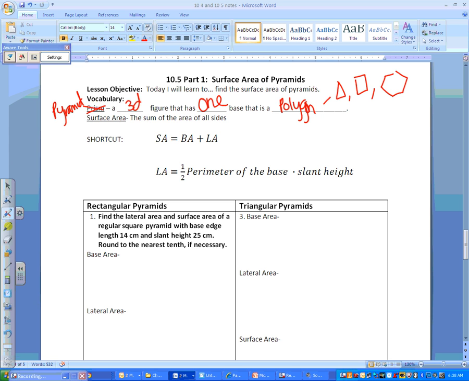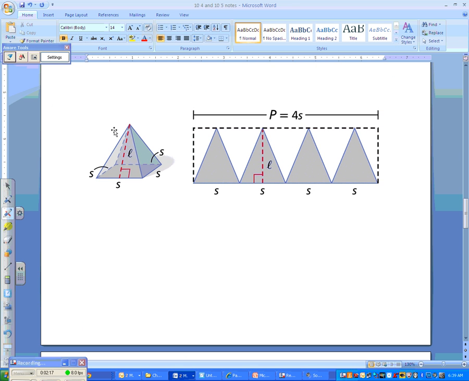If we look at what surface area, like we talked about yesterday, is, we're going to split it up into the base area and the lateral area. Remember, the base area is that polygon, either the triangle, the square, the hexagon, nonagon, whatever. The lateral area is the area of the sides, the shapes that are not the base. So let's say we take this pyramid. This is a square pyramid because all the sides at the base are congruent. This side's S, this side's S, this side's S, this side's S.